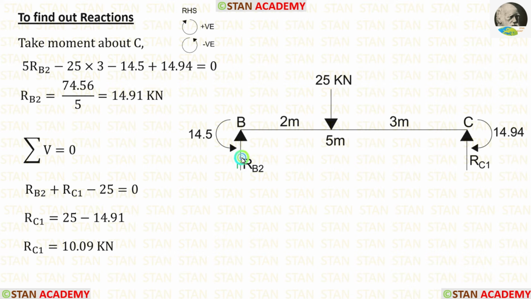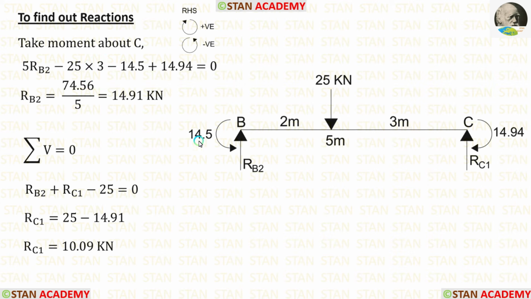The vertical reaction RB2 is acting towards the point C in the clockwise direction, so it will be positive and the distance is 5. So 5 RB2. The point load 25 kN is acting towards the point C in the anticlockwise direction, so it will be negative and the distance is 3 meter. So minus 25 into 3.